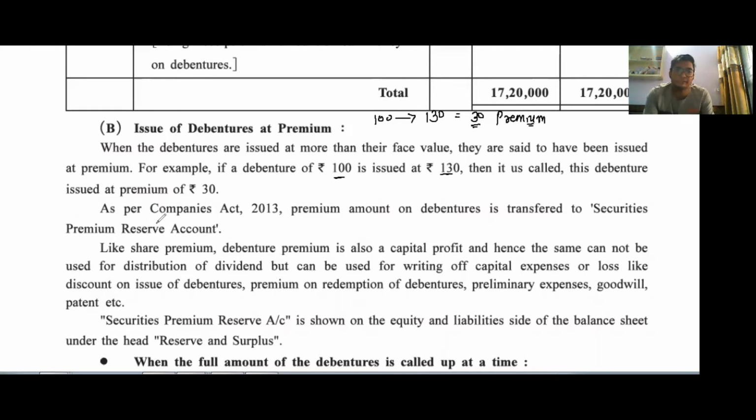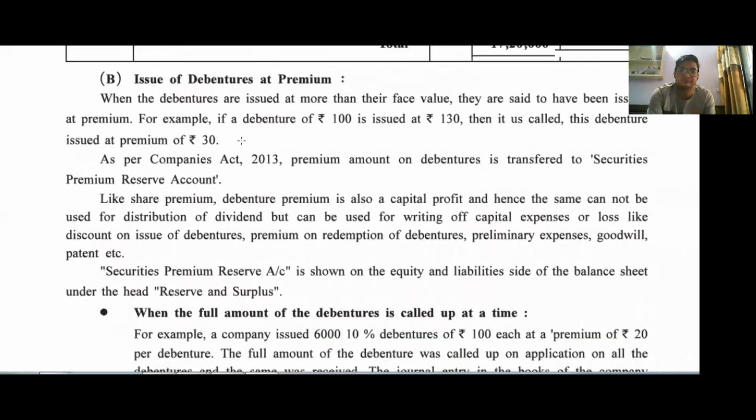And as per Companies Act 2013, any premium amount is transferred to security premium reserve account, and this security premium reserve account is shown on the equity and liabilities side of the balance sheet under the head of reserves and surplus. Got it? So here it is the issue of debenture with premium.